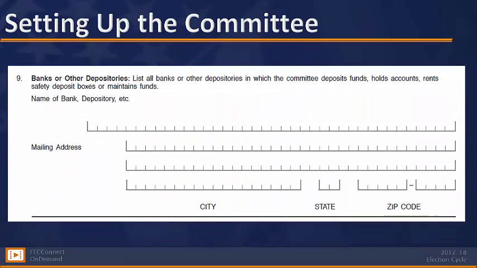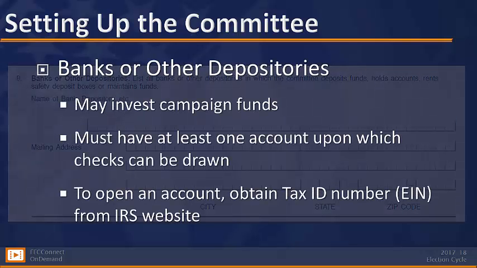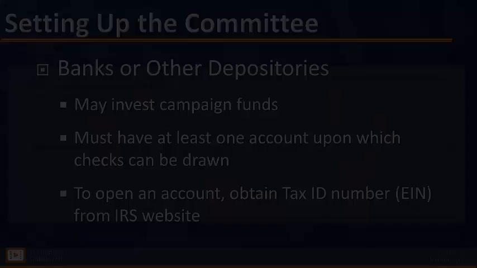On line 9, the committee must identify the bank where the committee has its account. While committees are free to invest their funds, they must maintain at least one account at a federally insured institution on which checks can be drawn. In order to open a bank account, the committee will need to first obtain a taxpayer identification number from the Internal Revenue Service. To do so, visit irs.gov and search for Employer Identification Number, or EIN.